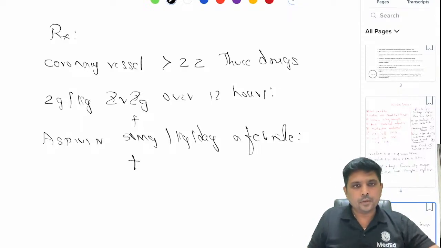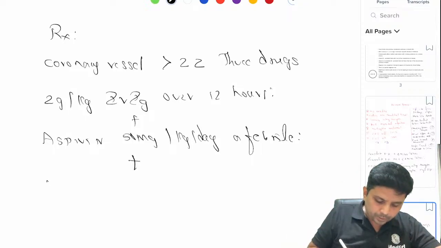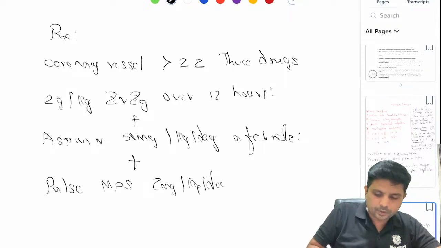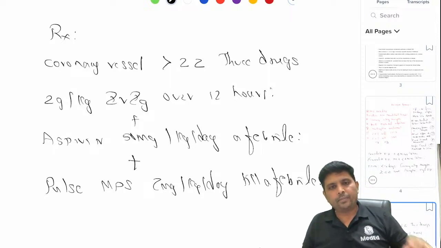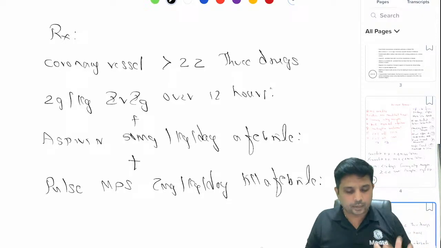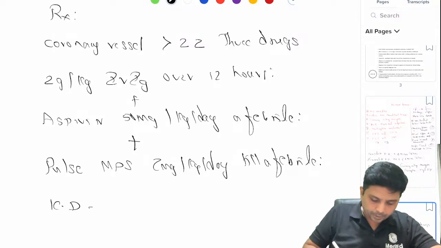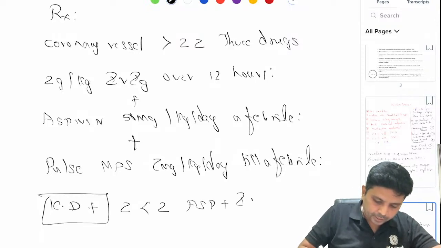So one is IVIG, second one is aspirin. What is new here? Pulse methylprednisolone at 2 mg per kg per day, till the child becomes afebrile. So this is the drug of choice. If it is complete Kawasaki disease but the Z score is less than 2, then only aspirin plus IVIG is enough.